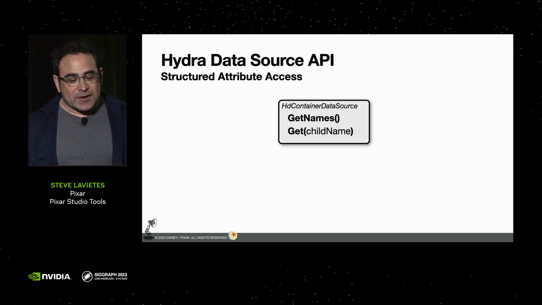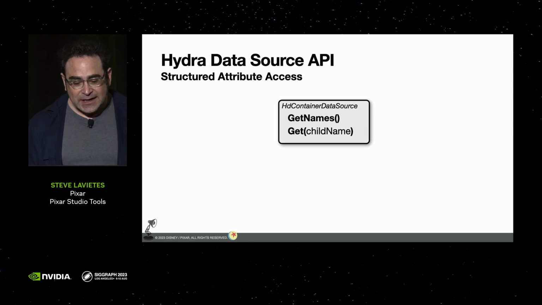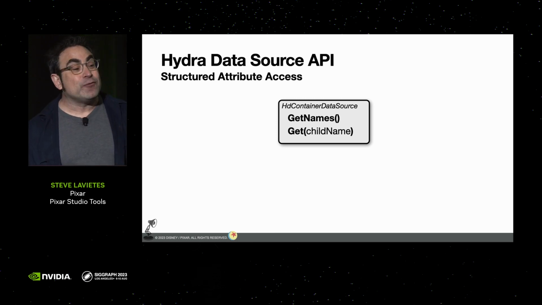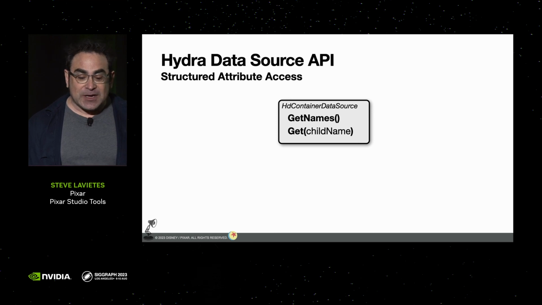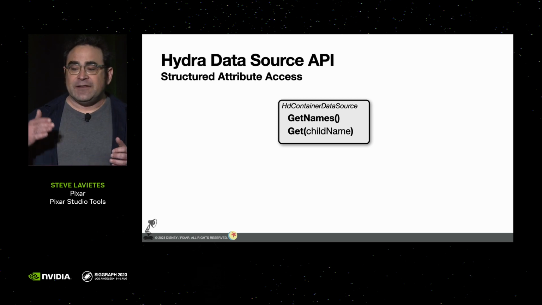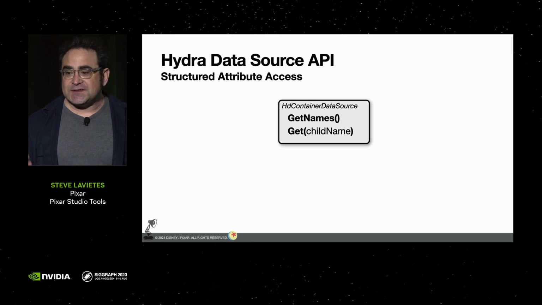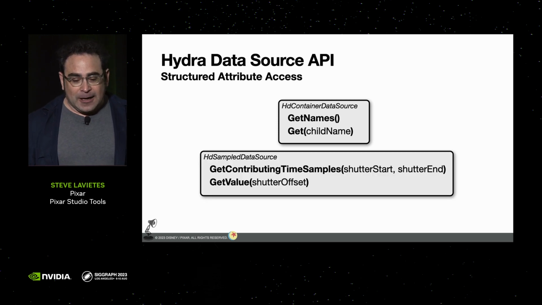So what is a data source? A data source is an interface for structured attribute access. So the first data source I'm going to talk about is a container data source. And a container data source kind of replaces the notion of a fixed struct. It is enumerable. And you can access its fields lazily because you can say, hey, get me the names of the data sources that are inside this data source, and then you can ask for the ones that you want, and there's no requirement that any of it be produced up front. And so container data sources are also nestable, so you can have a hierarchy of attributes.